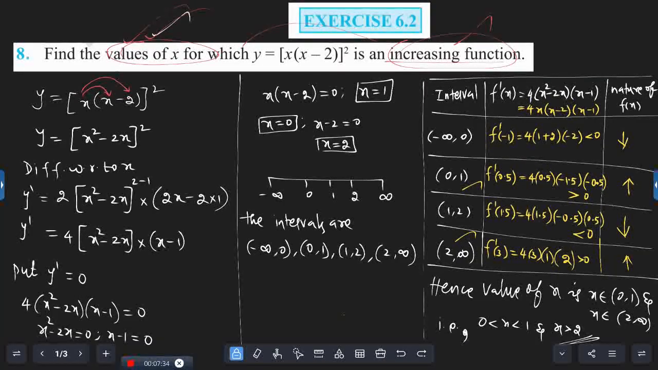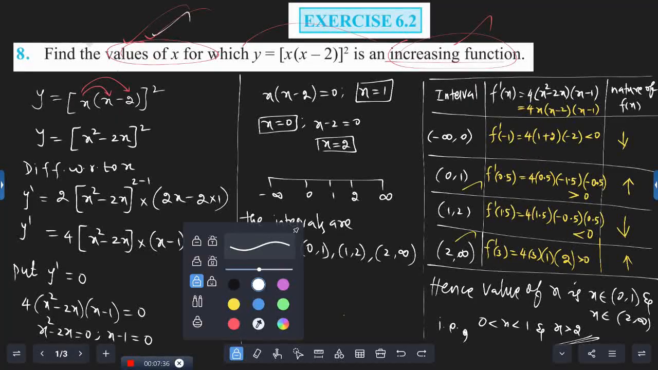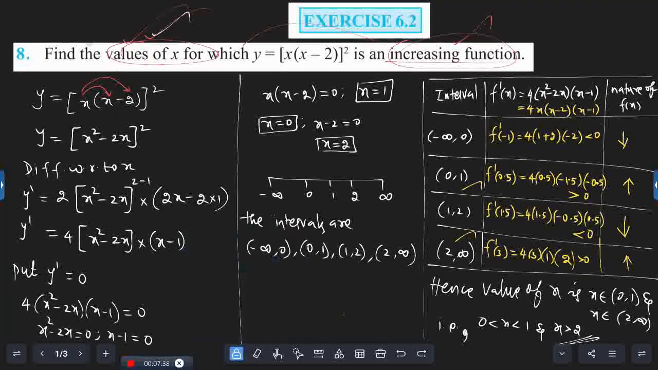I hope you understand this. Here you have to listen to the question carefully. Find the value of x when it is increasing. Suppose decreasing, we are rejecting it. Where it is increasing, that alone we are taking as an x value. That's it. Is it understood?